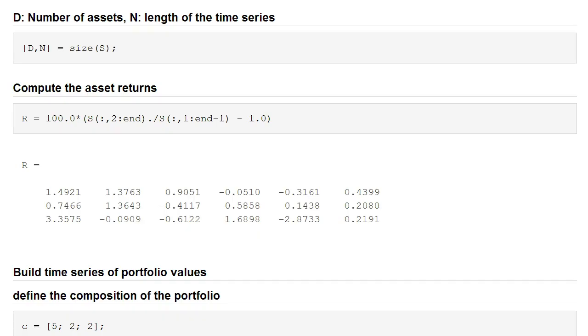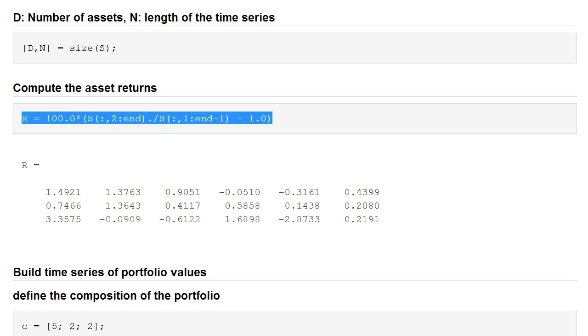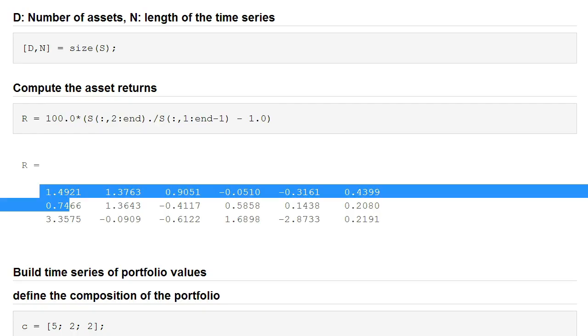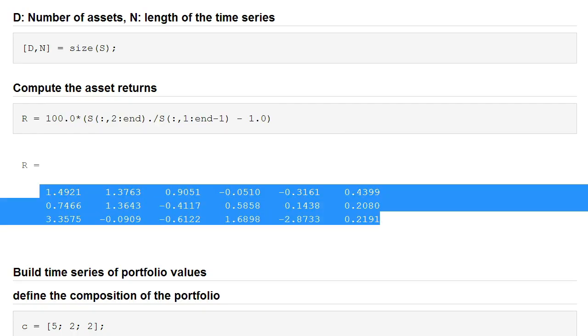We can compute the asset returns using this formula. The only complicated thing in this formula is this operation. Basically what we're doing is for all of the assets, we're taking the prices between the second and the last day and dividing them element by element by the prices between the first and the day before last. Then from that ratio we subtract 1 and multiply by 100 to get a percentage. These are the returns. Again, the first row corresponds to IBM, the second row to Google, and the third to Siemens.